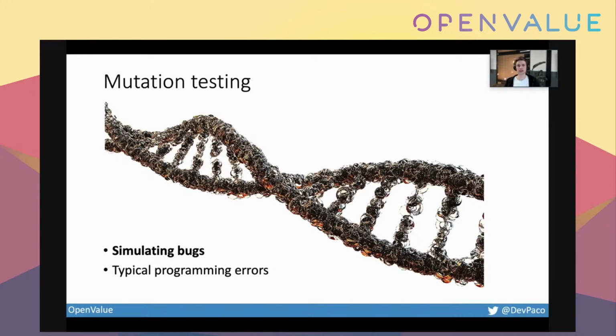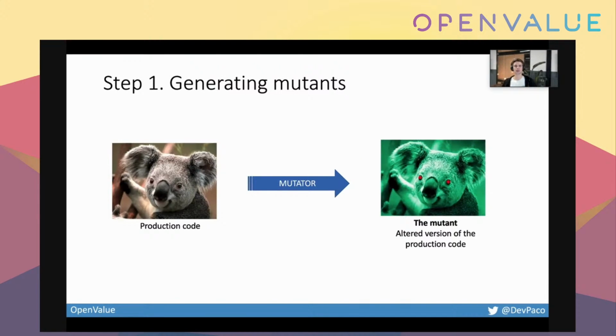And mutation testing consists of 2 steps. The first step is generating mutants, and mutants are just a small change to the original production code. These mutants are generated by mutators, and each mutator does a specific kind of change.